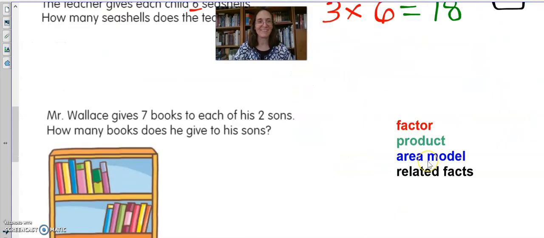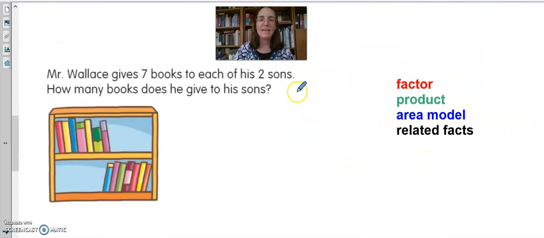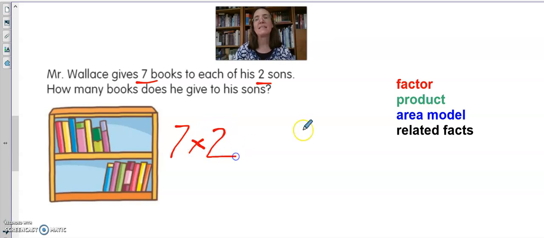Let's go try another one. Oh, Mr. Wallace, he gives 7 books to each of his 2 sons. How many books does he give to his sons? Well, my factors here are 7 and 2. Looks like we're going to be doing 7 times 2 again. And this time, however, to get to the product, we are going to show you an area model.